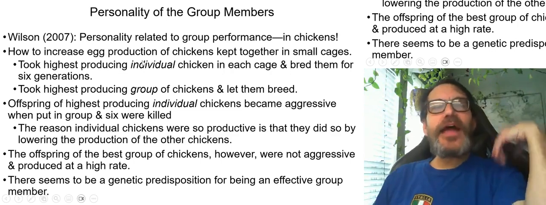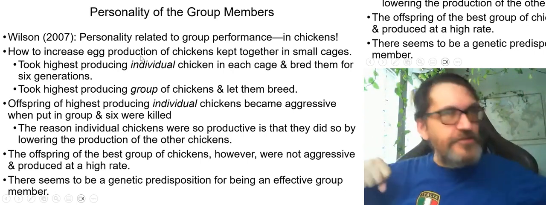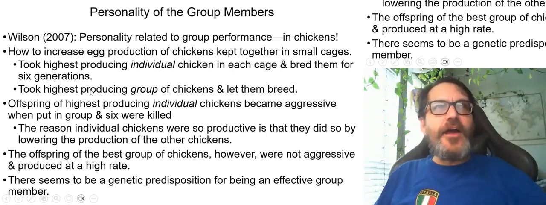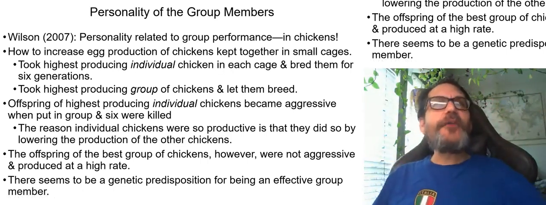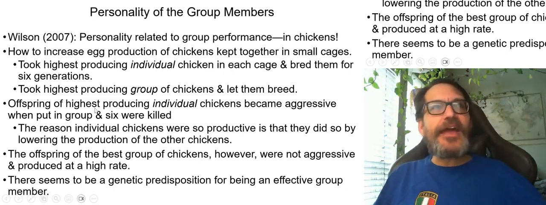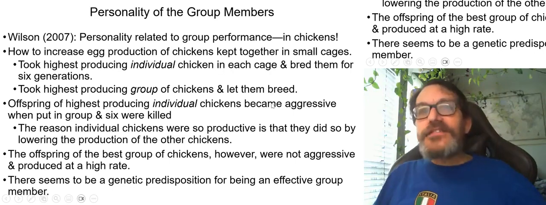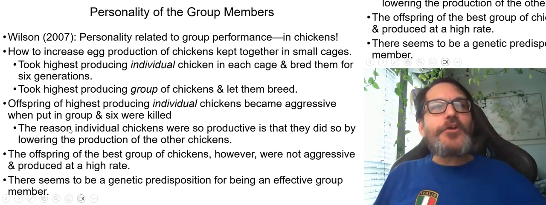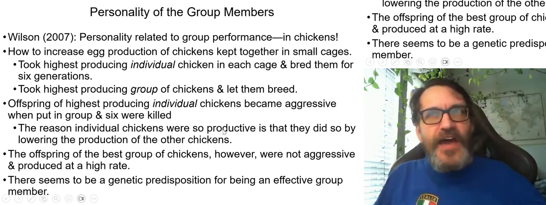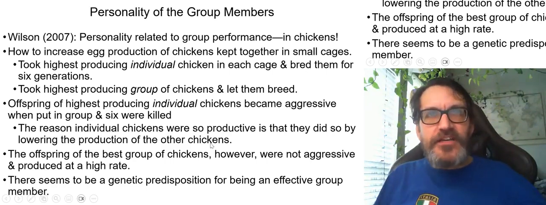Okay, so they identified the individual. So here's one, here's one, here's one. And in the second scenario, they just said, this is a group that works together the best. After six generations, they put them together, and the offspring of the individuals were aggressive when you put them into groups, and they killed each other. It turned out the reason that the highest performing individuals were so productive is that they were doing it by lowering the productivity of the other chickens.